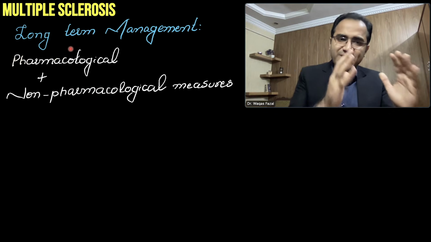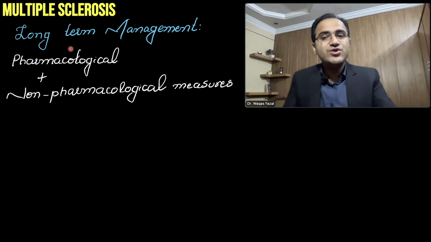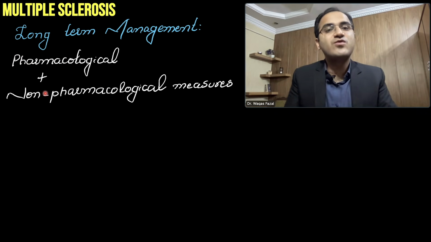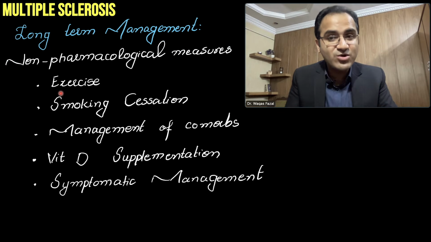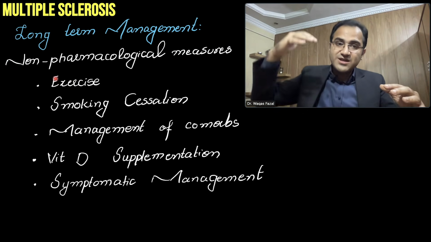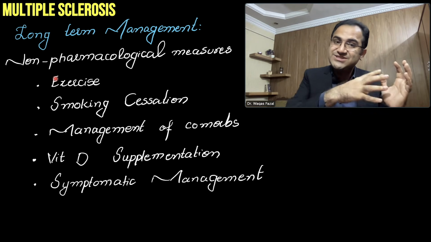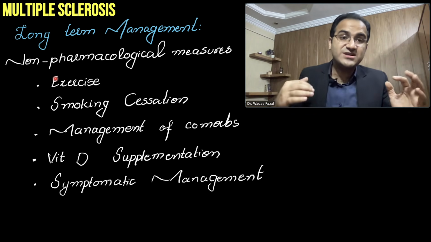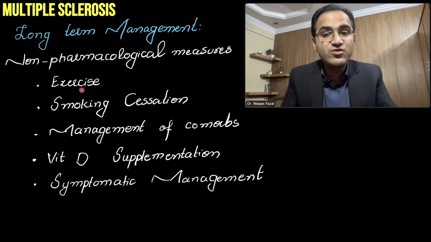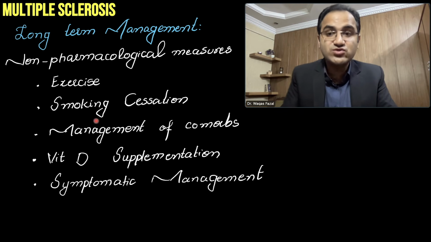For the long-term management of the baseline disease, you give pharmacologic as well as non-pharmacologic measures. In the non-pharmacologic measures, you control all the risk factors, the environmental factors that were triggering these genes. So environmental factors are controlled. You ask the patient to have regular exercise. You ask the patient to stop smoking.